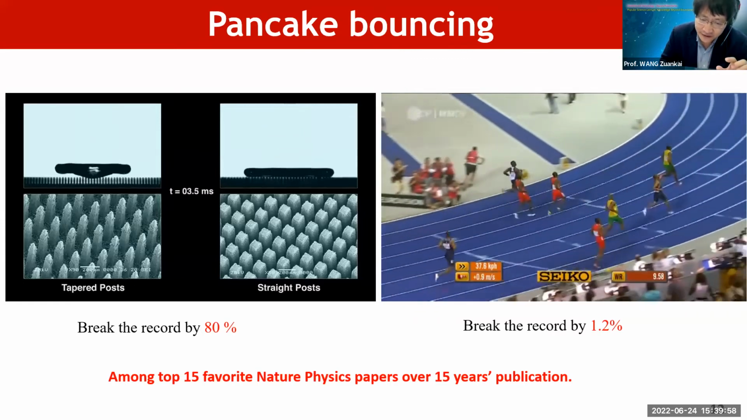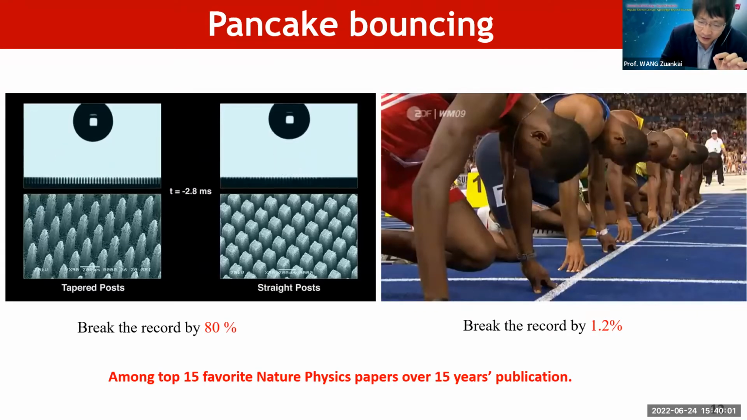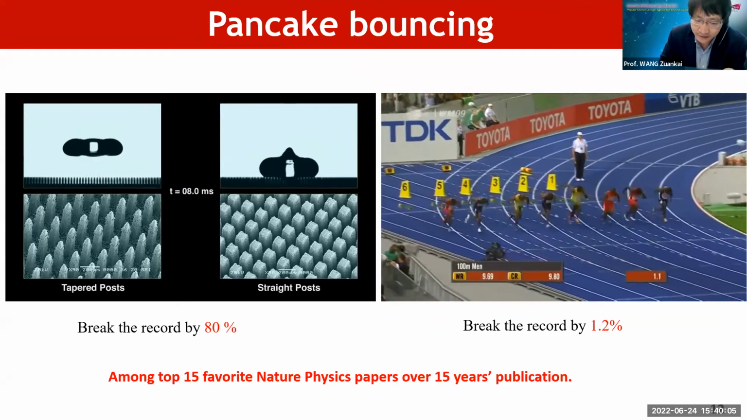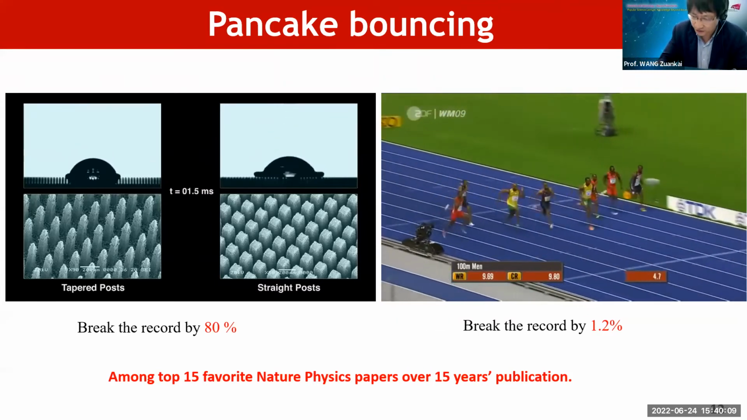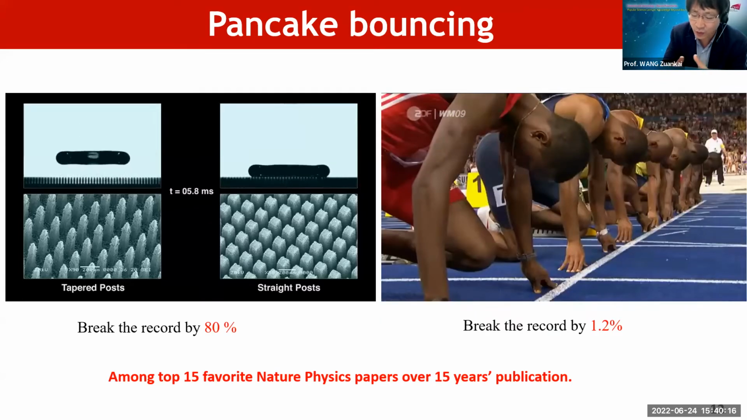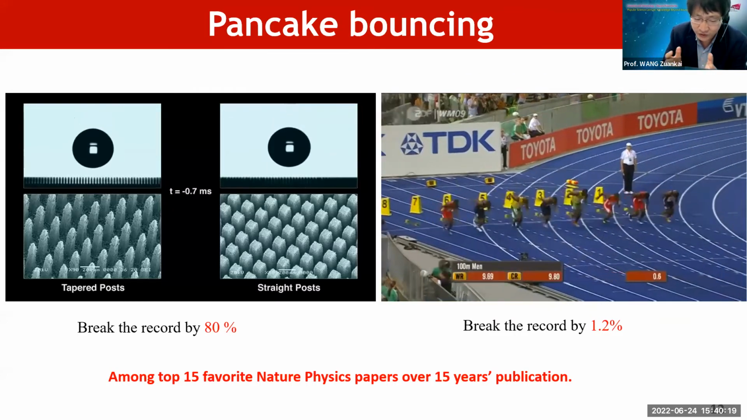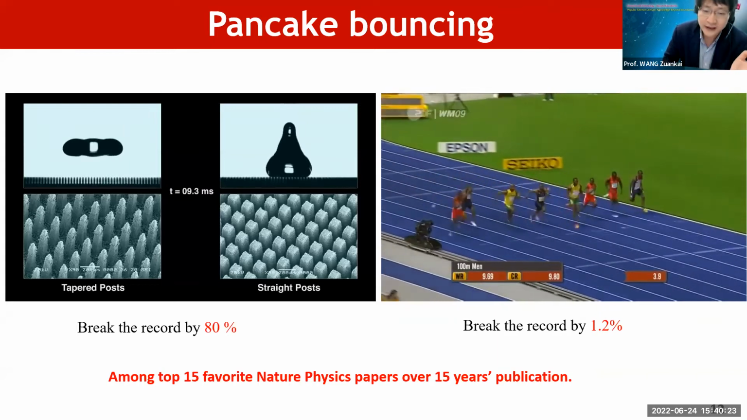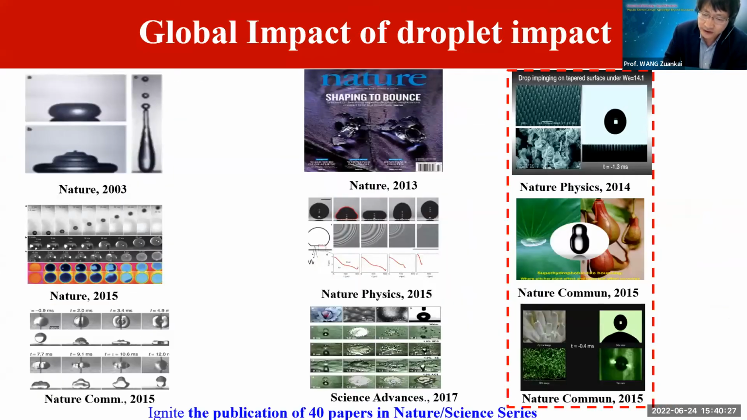In our lab, we fabricated a very nice surface which can break the fundamental contact time limitation. So we reduce the contact time by 80%. For example, the bird can run 100 meters in 9.58 seconds, but we can run 100 meters in only 2 seconds. So we reduce the record by 80%, okay? After that, we continued to develop new technology. Actually, in this area, over the past 8 years, there are more than 40 papers published in Nature and Science. If you look at these publications, there's no 2D material, no MOF, no graphene, right? Basically, it's just a story about how water interacts with very simple surfaces.